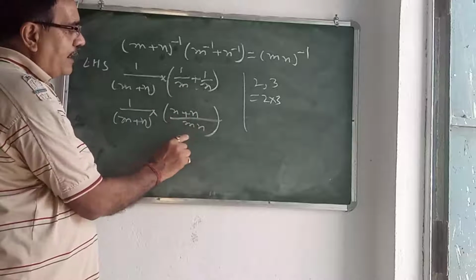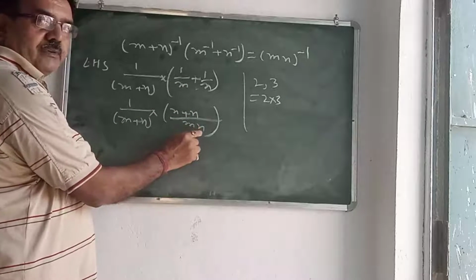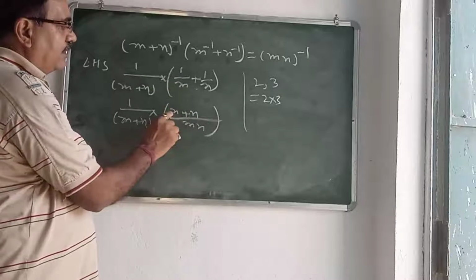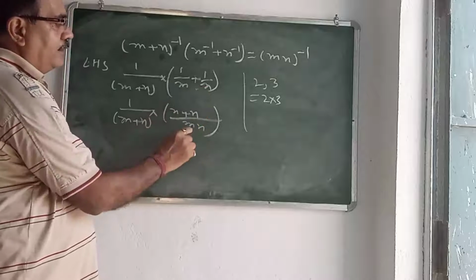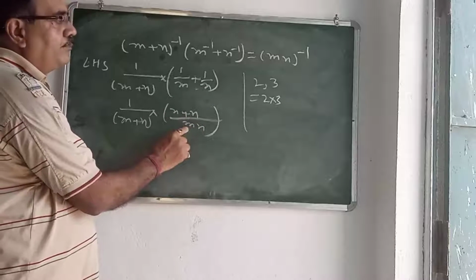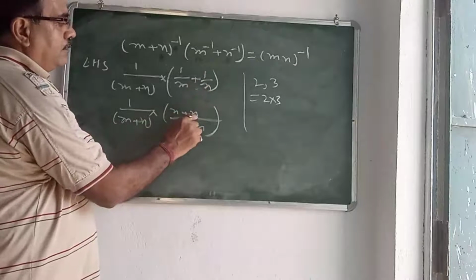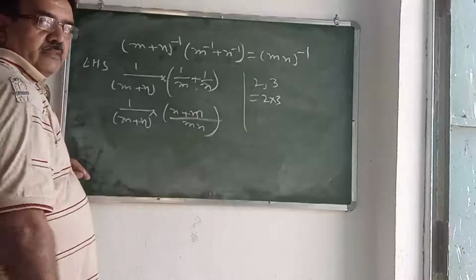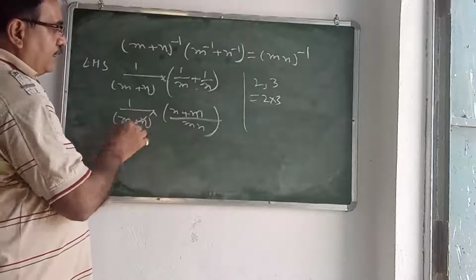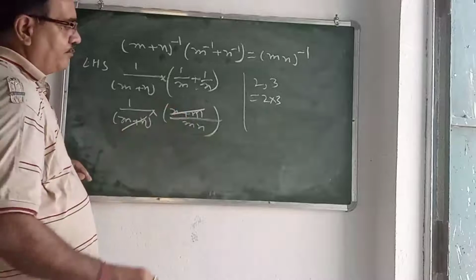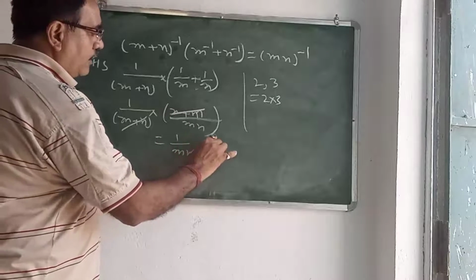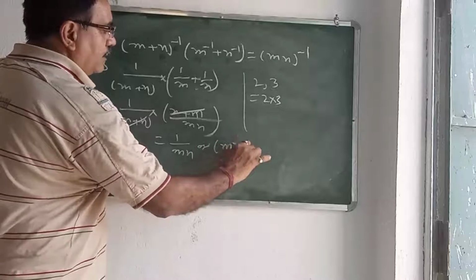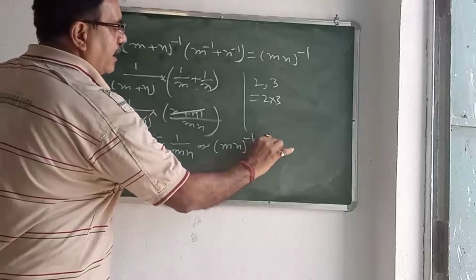Now this LCM divided by m. When we divide mn by m, m will be cancelled, n will be left. N multiply by 1, that is n. Similarly, now LCM will be divided by n. What is left? M will be left. M multiply by 1 means here m. Now here m plus n, here m plus n will be cancelled. What is left? 1 by mn. Or write it in the negative form, mn to the power minus 1. This is RHS.